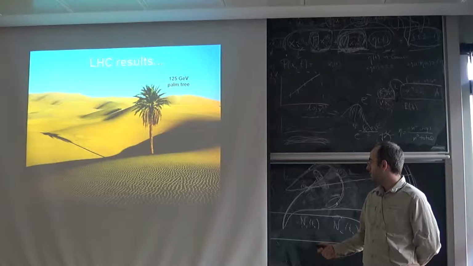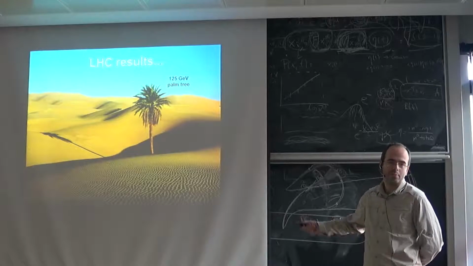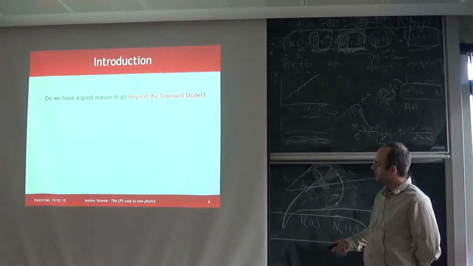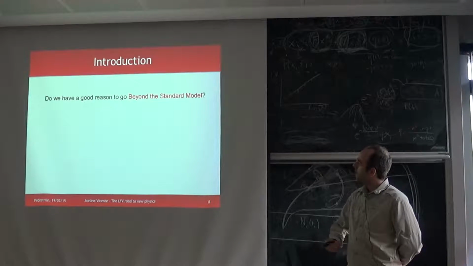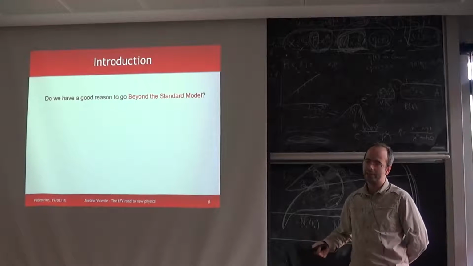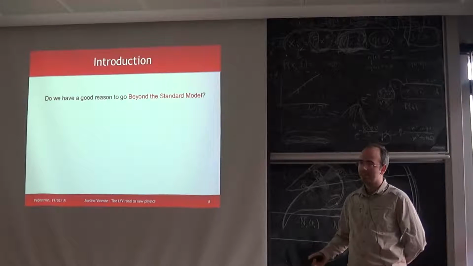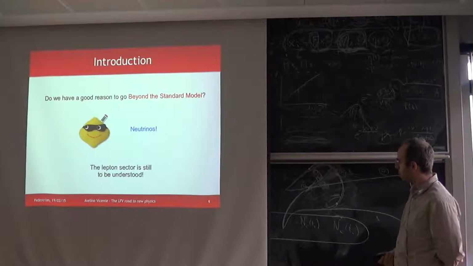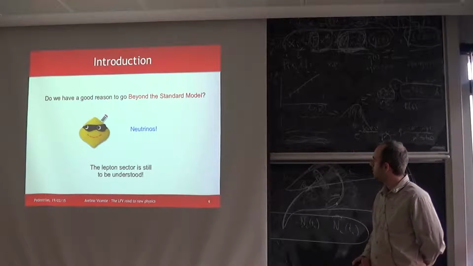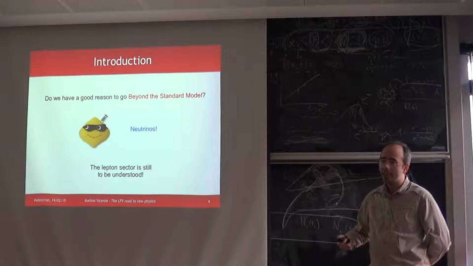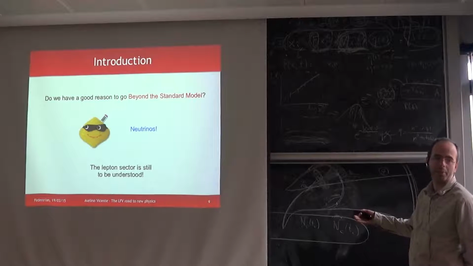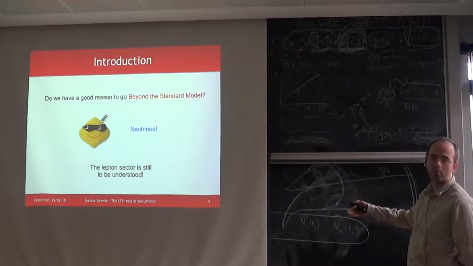And this actually was somehow expected. We all expected to find the Higgs. So this brings us to the question, is there any good reason to go beyond the standard model? Or is it possible to live within the standard model and have everything explained? So of course, we do have a good reason, and this is basically neutrinos and the lepton sector. And as I will explain later, there are still many things to be understood in the lepton sector. And this is, in my opinion, the best motivation to go beyond what we know about the standard model.